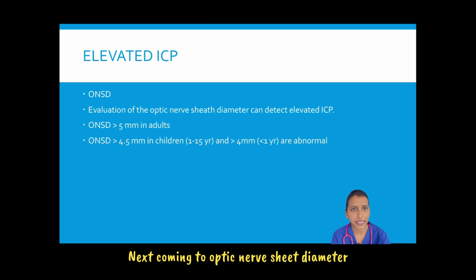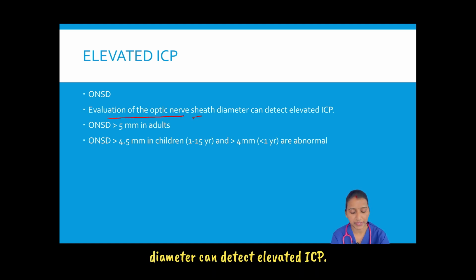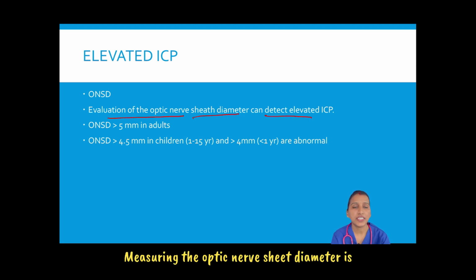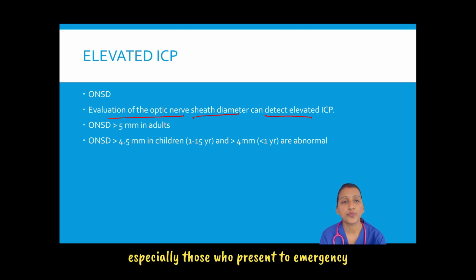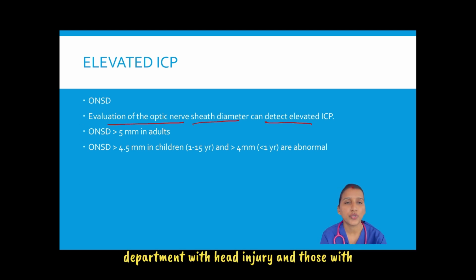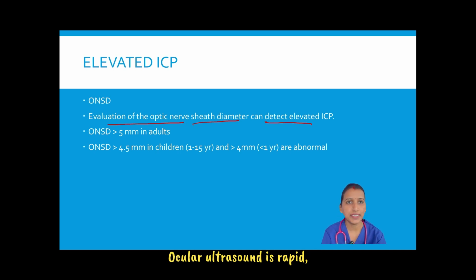Next, coming to optic nerve sheath diameter, which is seen in elevated intracranial pressure. Evaluation of the optic nerve sheath diameter can detect elevated ICP. Measuring it is helpful in determining elevated ICP, especially in those who present to the emergency department with head injury and those with spontaneous intracranial bleed. Ocular ultrasound is a rapid, non-invasive means of detecting elevated ICP, particularly for patients who have an altered mental status, are unconscious, intubated or sedated.